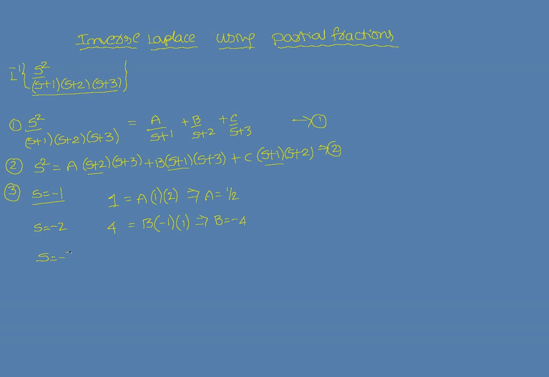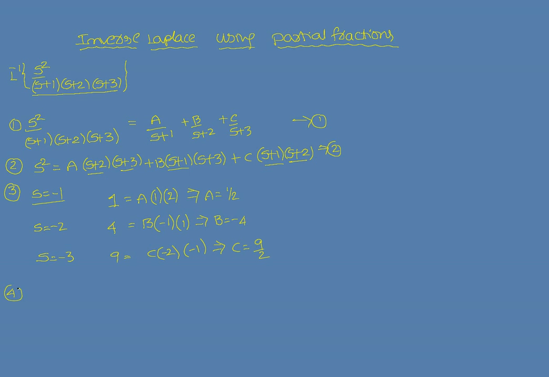Similarly, put s is equal to minus 3. So with s plus 3, this term will vanish, the second term will vanish, you are left with the third term. S square means 9. So c into s plus 1, minus 3 plus 1, minus 2, s plus 2, minus 3 plus 2, it is minus 1. That implies c is equal to 9 by 2.